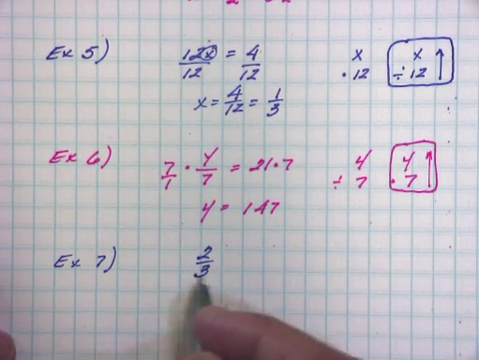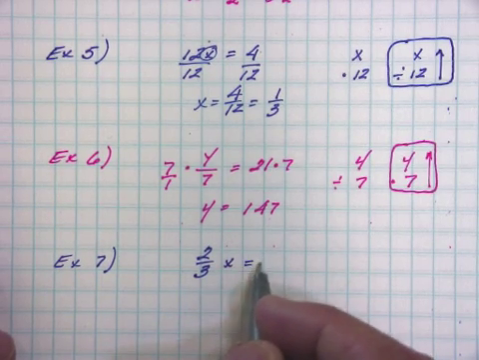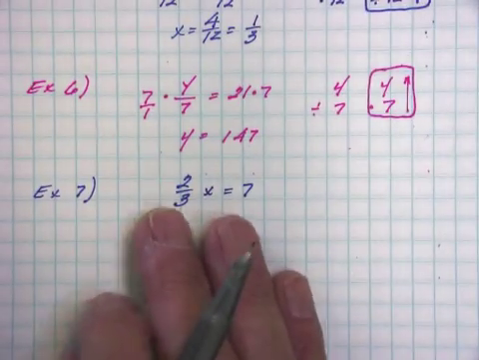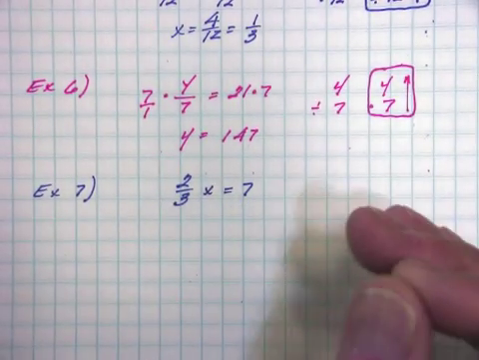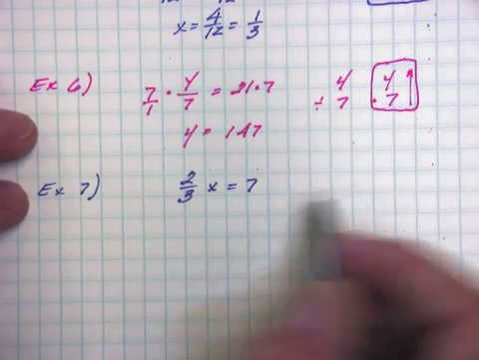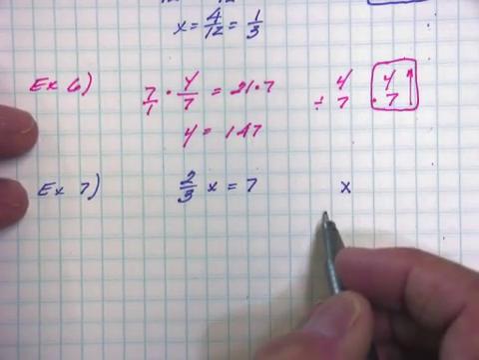Yeah, I think we've got time. Well, tell you what, we get the idea there. Now what I want to look at is what happens if I throw in fractions. Okay, so let's say I had 2/3 x equals 7.